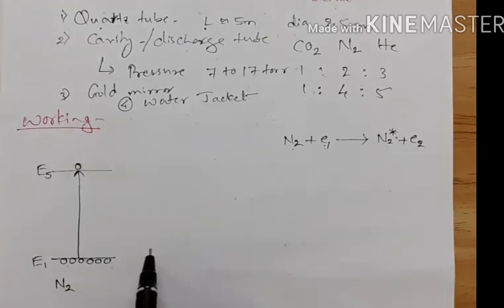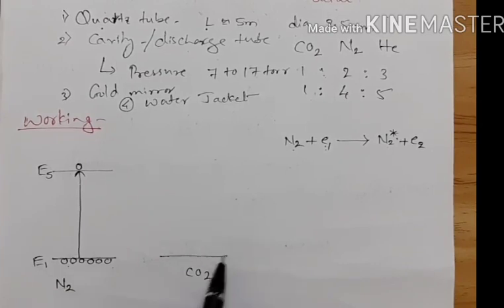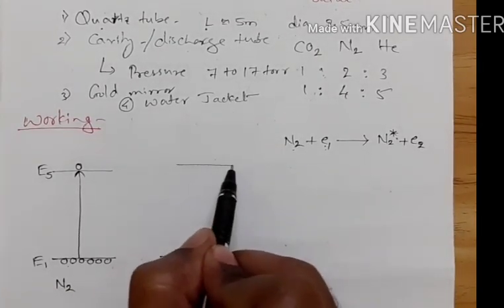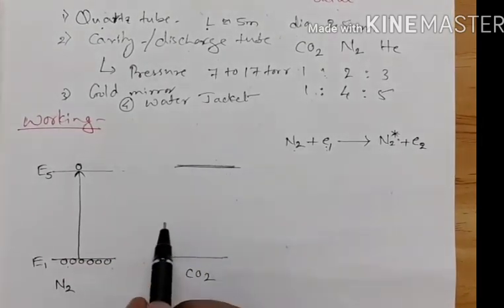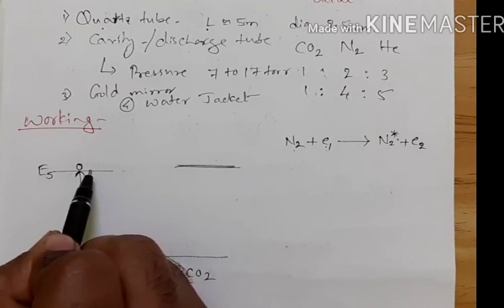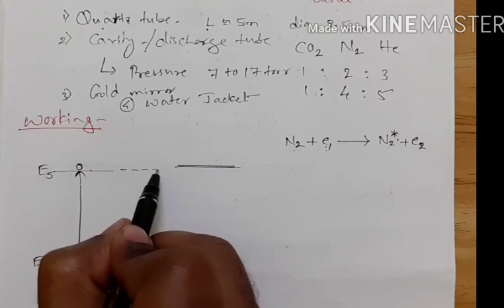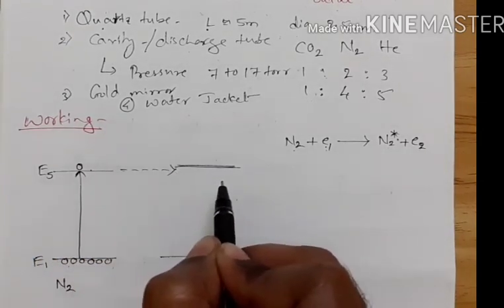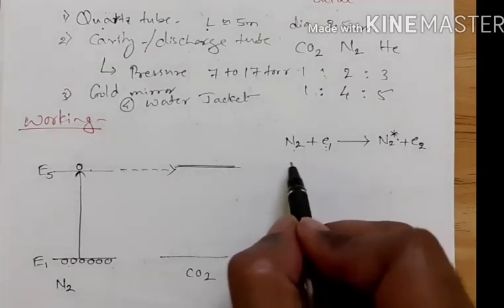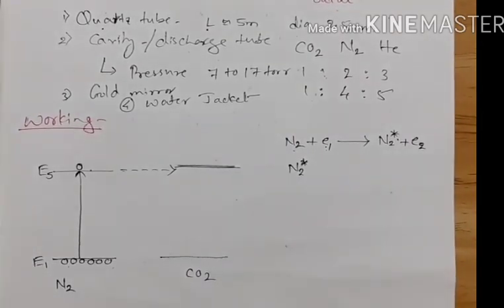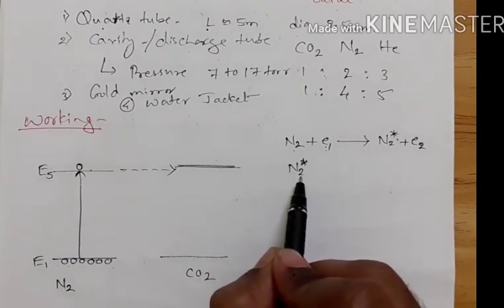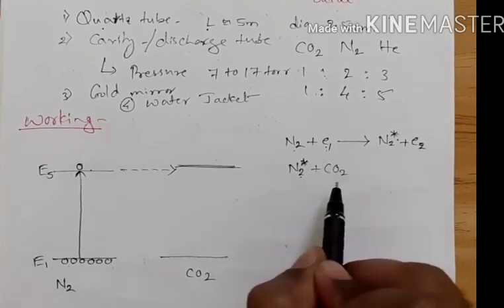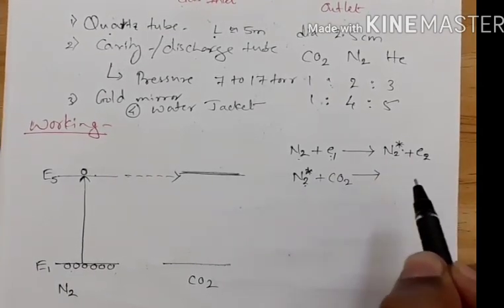Now we will consider the carbon dioxide energy levels. This is the ground state, and this is the higher state of the carbon dioxide. That higher state is E5 again, the same energy level as the nitrogen. So the nitrogen molecule will transfer its energy to carbon dioxide. We know an excited molecule will be vibrating or moving randomly. So this excited nitrogen will collide with this carbon dioxide. What happens when it collides with the carbon dioxide?